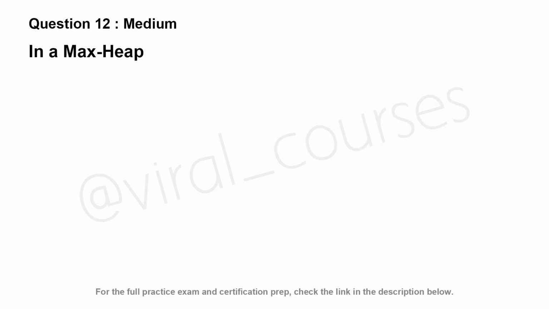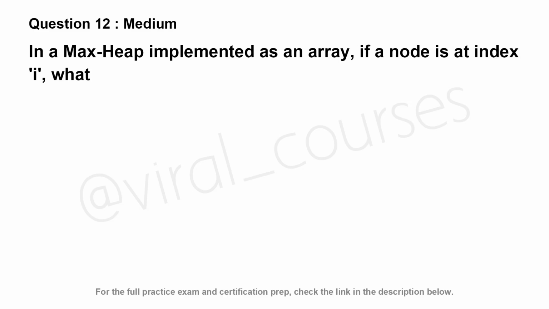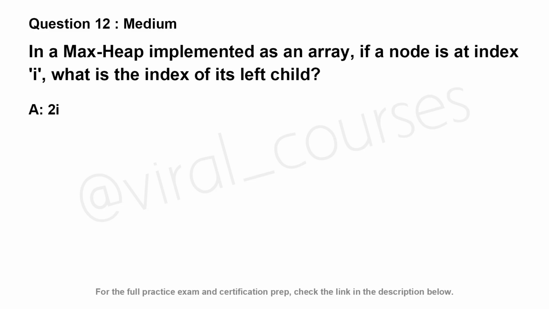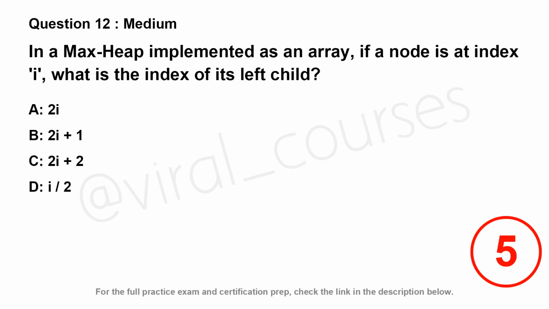In a max heap implemented as an array, if a node is at index i, what is the index of its left child? Option A, 2i. Option B, 2i + 1. Option C, 2i + 2. Option D, i/2.